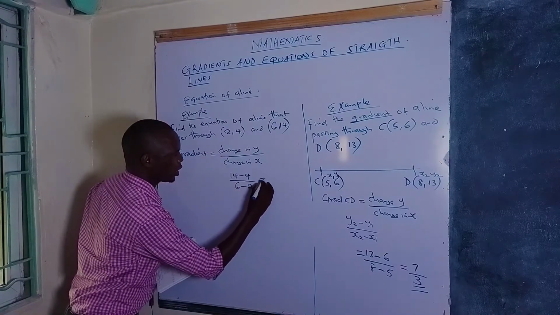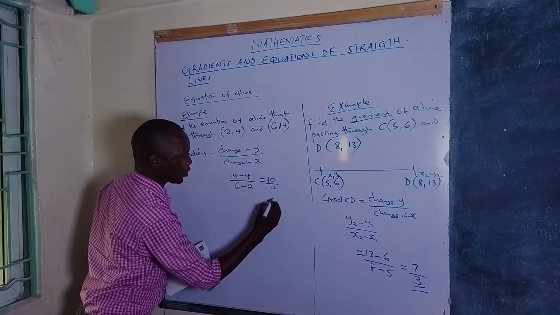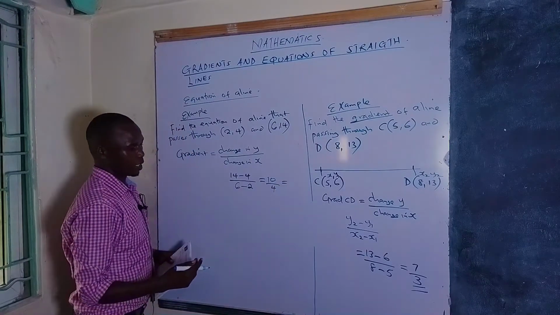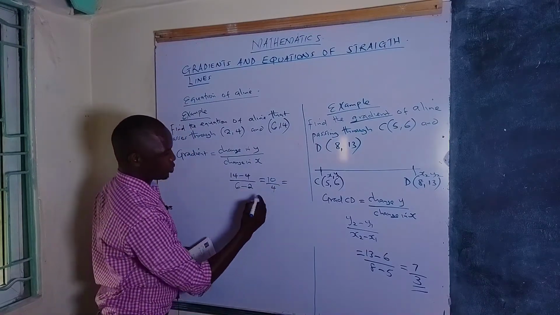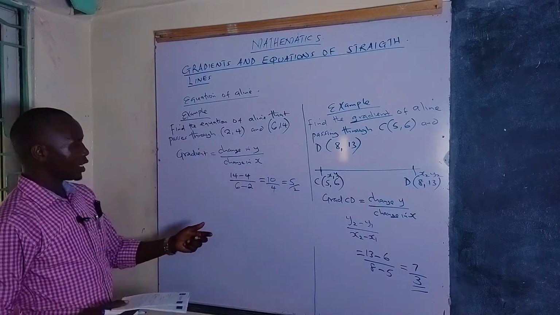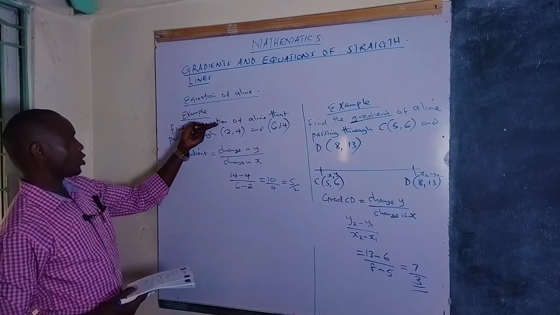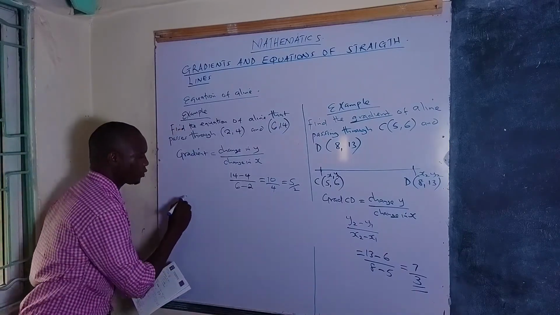everything divided by the change in the x coordinate, which is x2, 6, minus x1, which is 2, and that gives us 10 out of 4, which can be simplified using the common factor 2 to give us 5 out of 2. So that is the gradient of that line. But the question is on the equation. How do we get the equation of that line?